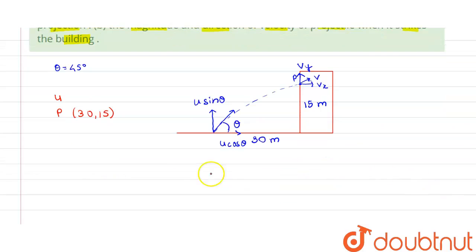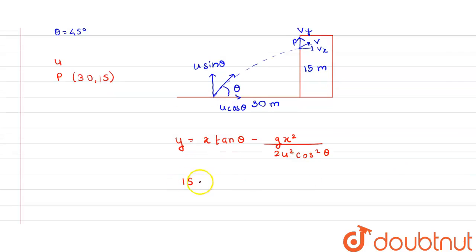We know the equation of trajectory: y equals x tan theta minus g x square upon 2 u square cos square theta. So we get y equal to 15 equals x, which is 30, into tan 45 degrees, minus g into 30 square upon 2 u square into cos square 45 degrees.